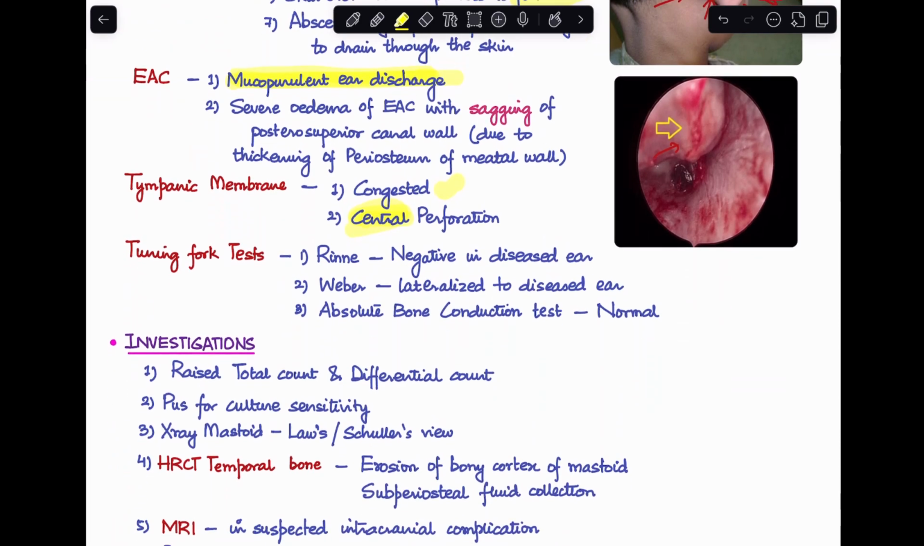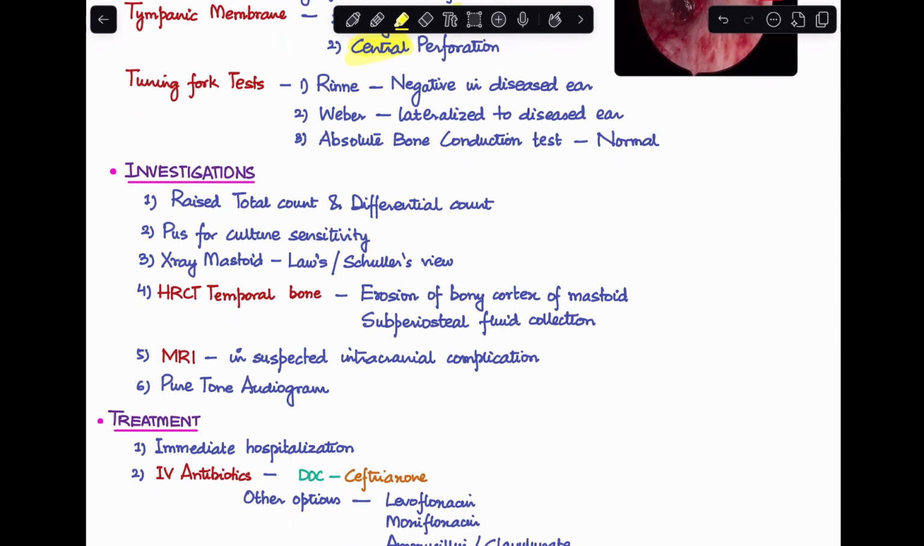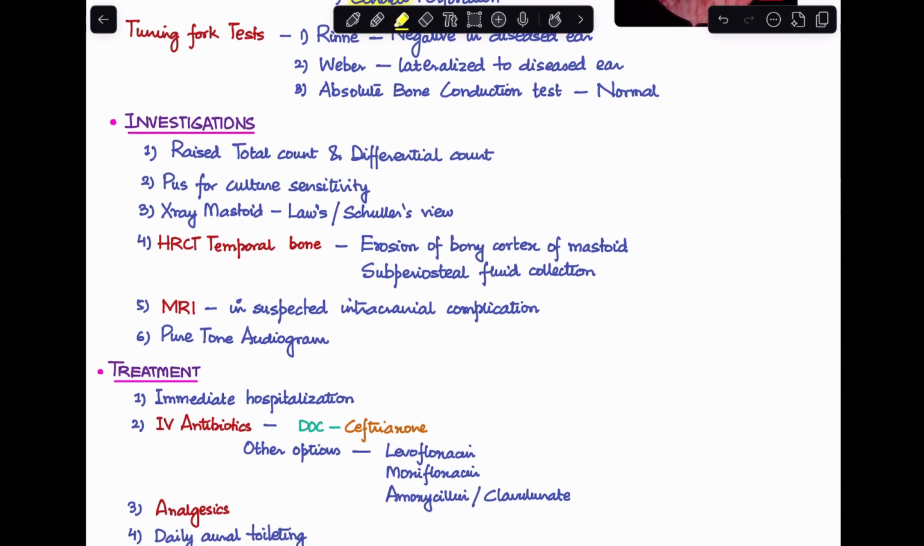Now coming to investigations, we'll see that there will be a raised total count and differential count. If you see pus, we'll send it for culture and sensitivity and start on IV antibiotics. You can perform an X-ray mastoid of Law's view or Schuller's view. You can also get a HRCT of temporal bone, where you'll see an erosion of the bony cortex of mastoid, which is a typical feature here, and a subperiosteal fluid collection. MRI is done only when you are suspecting any kind of intracranial complication. And lastly, you can also perform a pure tone audiogram, which will show you a conductive hearing loss.